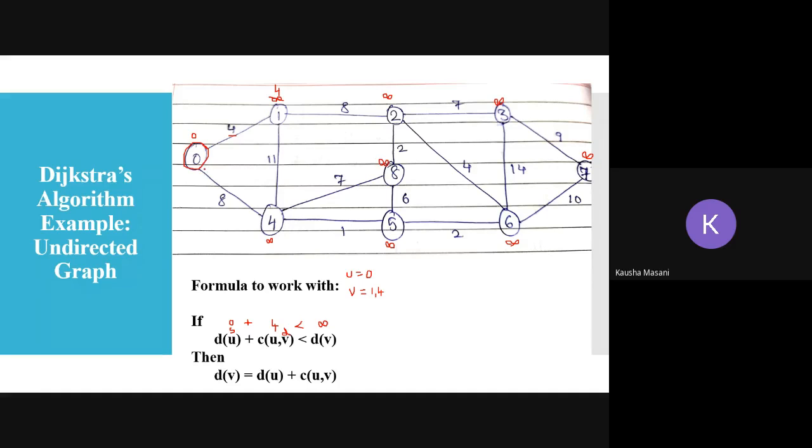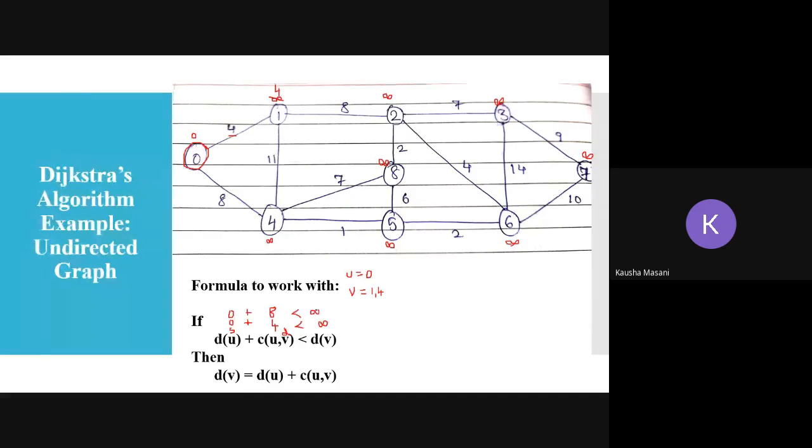Now go and check vertex number 4 here. What is the distance? Again infinity. So I have to determine the distance from 0 to 4. The distance of source 0 is 0, plus the edge weight between 0 and vertex 4, that is 8. So 0 plus 8 is less than the distance of vertex 4, which is infinity.